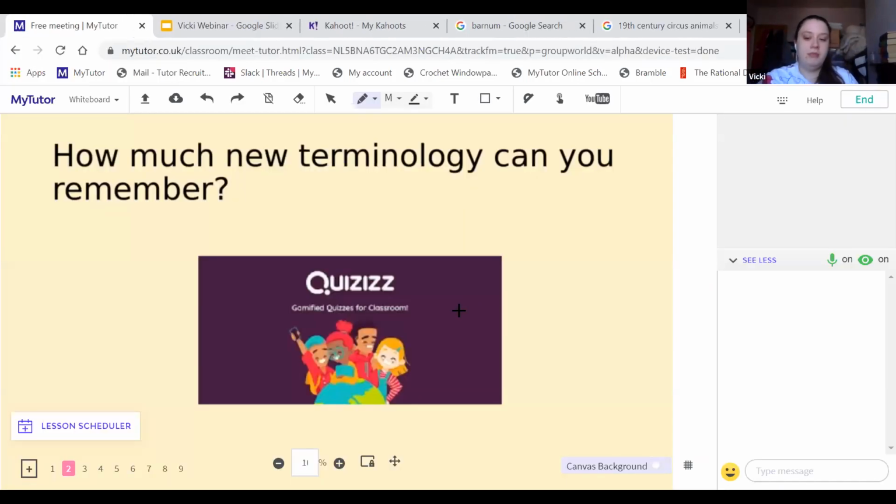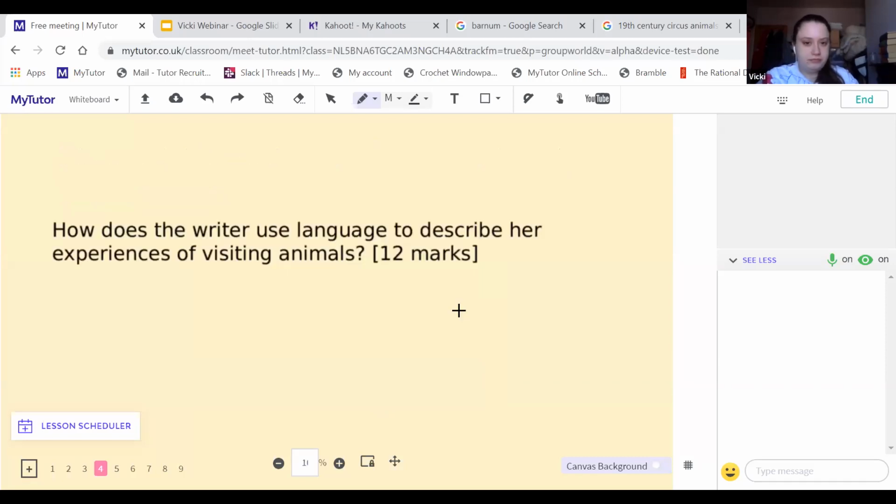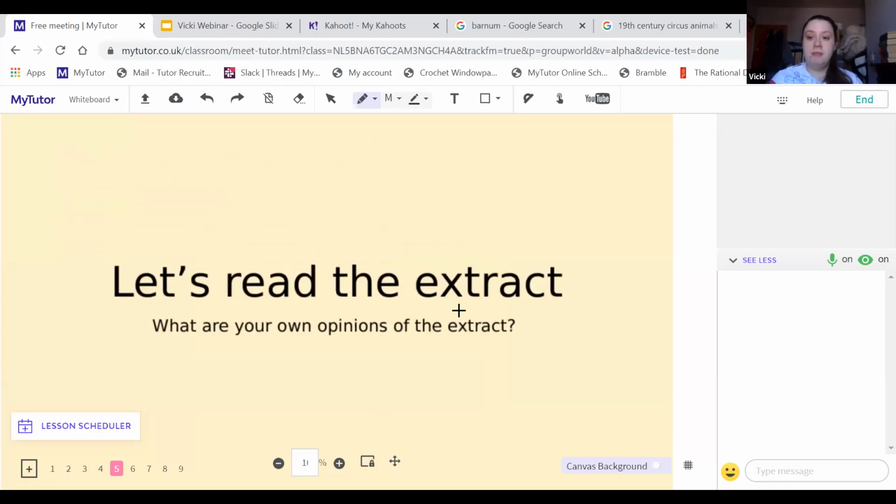Right, so this is what we're looking at today. This is our question. How does the writer use language to describe her experiences of visiting animals? So 12 marker, so the difference being on your paper one, you've only got 8 marks, and we need to write an extra paragraph essentially. So that's being the difference.